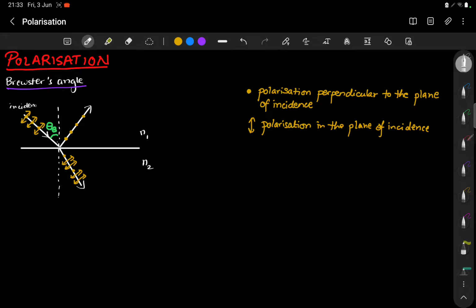So this is our incident ray. Incident ray is unpolarized. Let me write it again properly. Incident ray is unpolarized. Why unpolarized? Because it is having polarization both perpendicular to the plane and parallel to the plane. Reflected ray, this is the reflected ray. This is perfectly polarized, completely polarized, and polarization is perpendicular to the plane. And this is the refracted ray, and this is partially polarized.